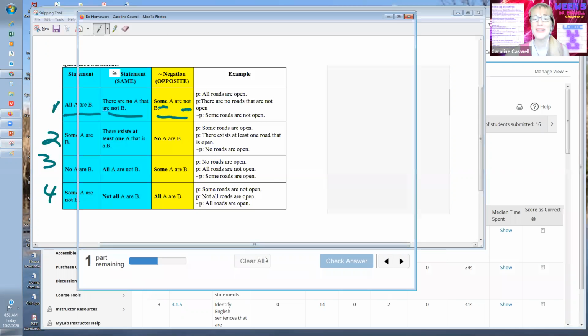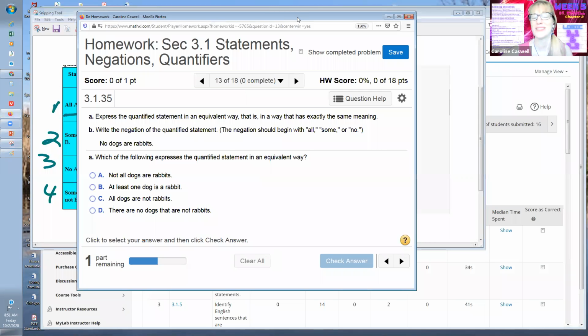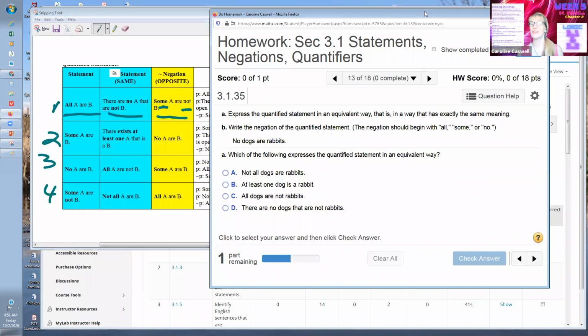Again, I pull my chart up. Guys, I need my chart too, you know. I mean, I don't memorize this stuff. I should maybe, but I don't, because I don't use it enough.